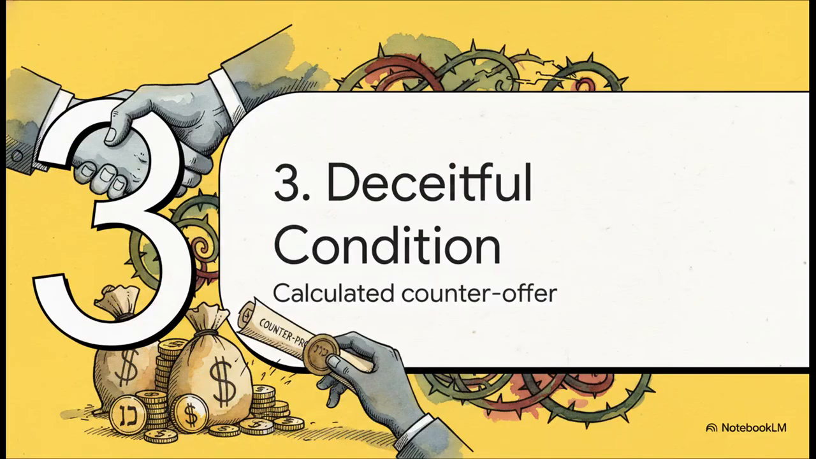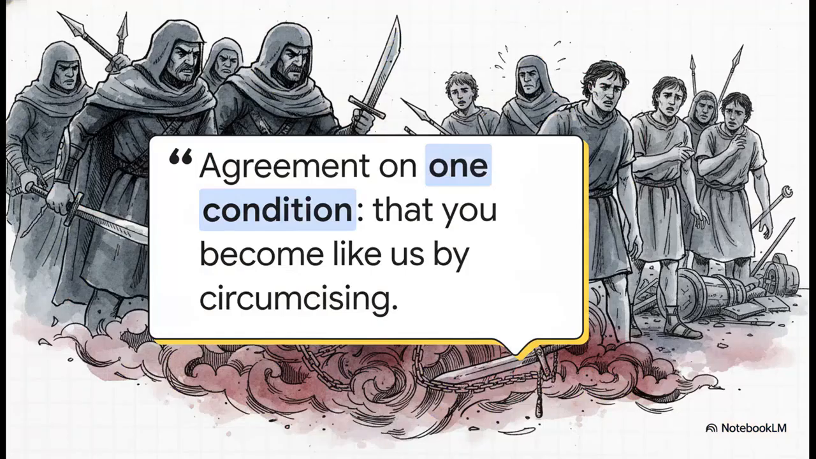Section 3. The deceitful condition, the brothers' calculated counter-offer. The sons of Jacob, they are entirely driven by the profound defilement of their sister, so they don't accept the money. But they don't declare open war either. Instead, they respond with a highly calculated and deeply deceitful counterproposal. They falsely state that they cannot give their sister to uncircumcised men, establishing one extremely physically demanding prerequisite for the alliance. They are literally weaponizing a sacred religious rite.